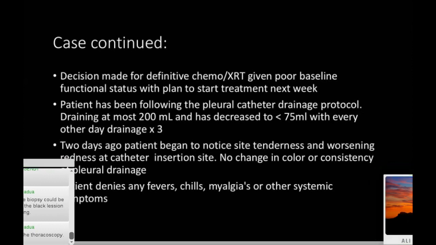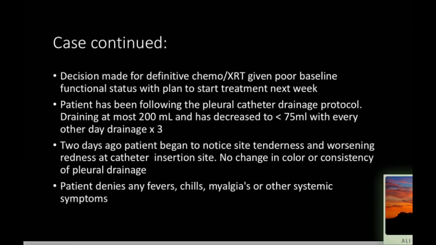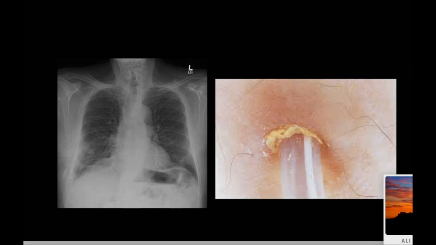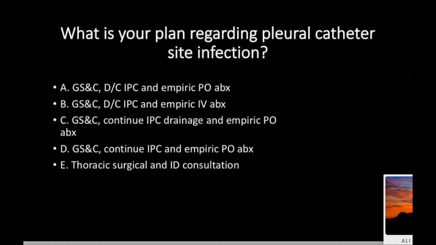Two days ago, the patient began to notice side tenderness and worsening redness of the catheter site. No change in color or consistency of the pleural fluid. Patient denies any fever, chills, myalgia. Here's what the catheter site looks like. Question is, what would you do at this point?